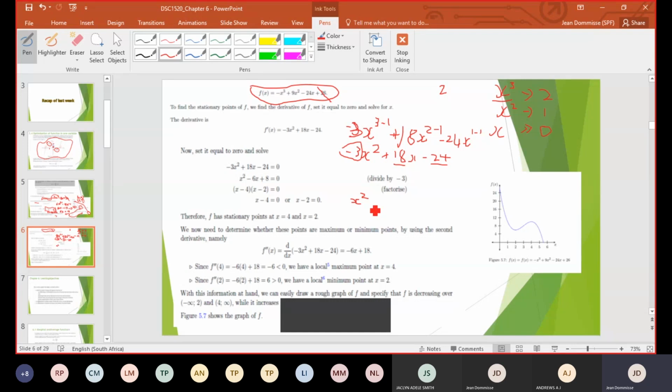18 divided by minus 3 is minus 6x. And minus 24 divided by 3 gives you plus 8. So now we need to calculate what the two x values will be, but we first need to factorize it. So luckily with this one, there's an easy way to do a factorization.